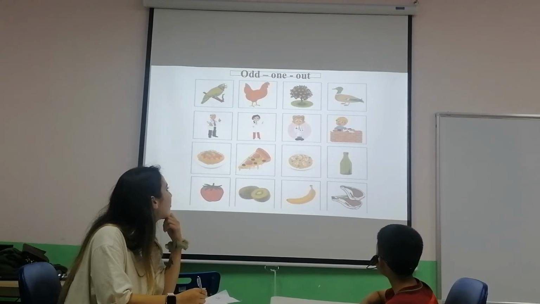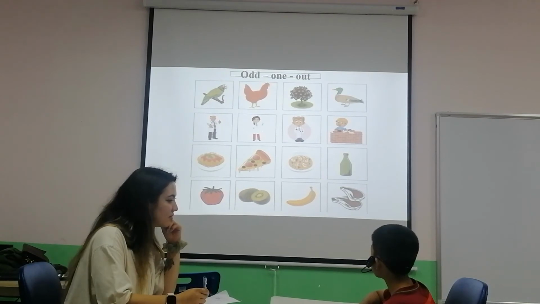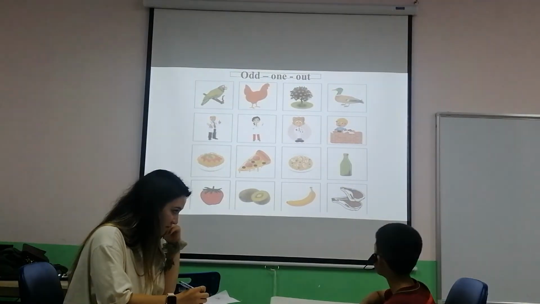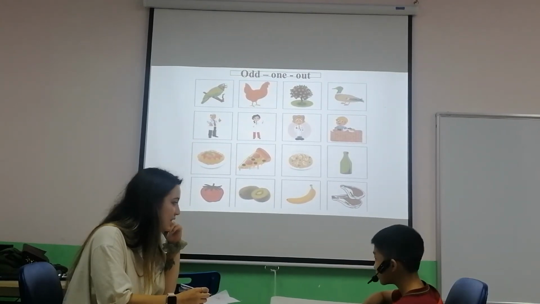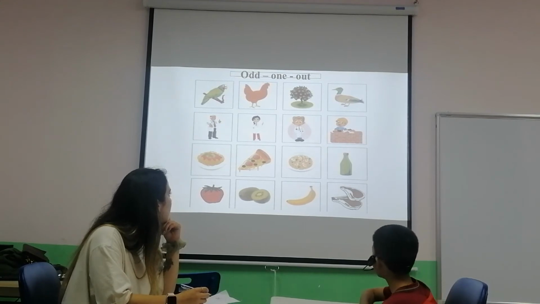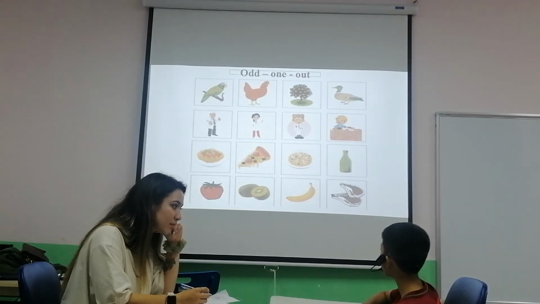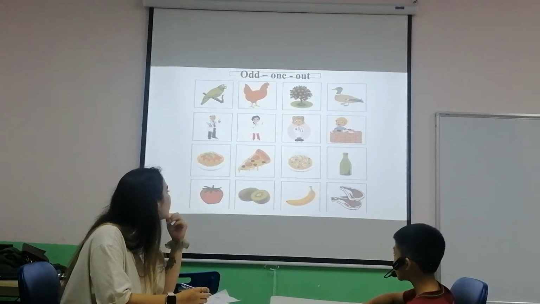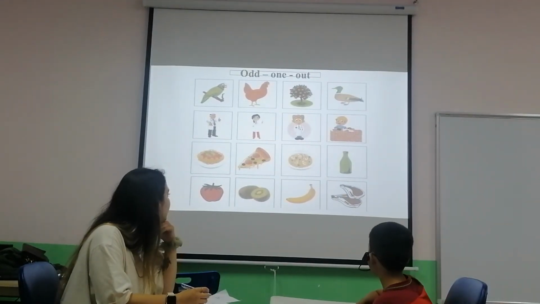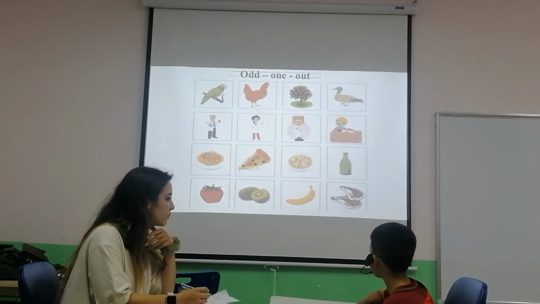Line two. Picture four is different because picture one, two, three are doctors, but picture four is a builder. Line three, picture four is different because picture one, two, three are food, but picture four is a drink. Line four, picture four is different because picture one, two, three are food, but picture four is meat.